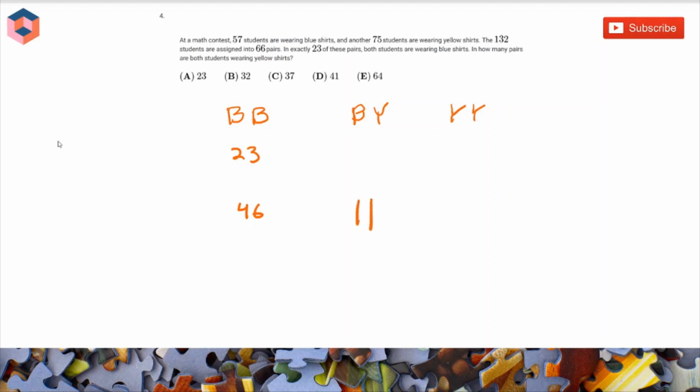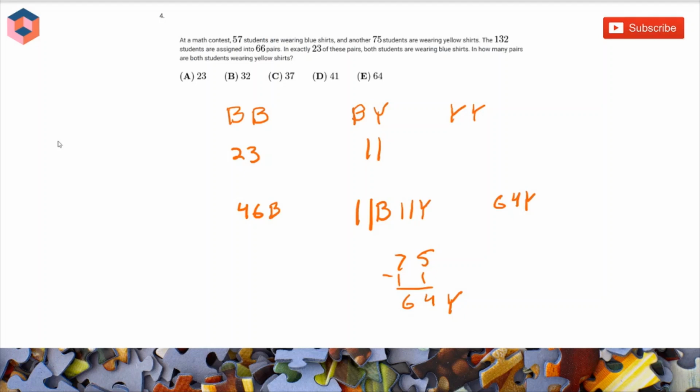So there's 11 blues here. This would give us our 57 total blues. And since there's the same amount of blues and yellows here, there's also 11 yellows. And more specifically, there's 11 groups here. So now in total, there's 75 yellows. And 75 minus 11 would give us 64 yellows. So these 64 remaining yellows must go in this last place, which gives us 64 yellows here.